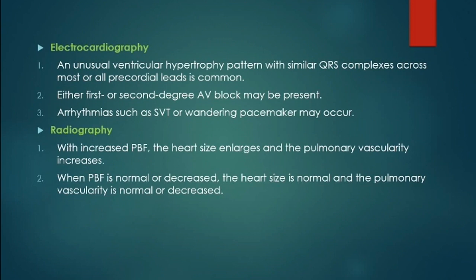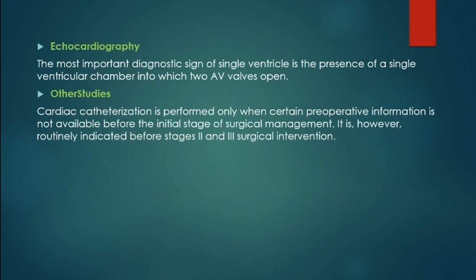Chest X-ray may show increased heart size and pulmonary vascular markings in cases of increased pulmonary blood flow. In case pulmonary blood flow is normal or decreased, the heart size is normal, and the pulmonary vasculature is either normal or decreased. Echocardiography is the most important diagnostic tool, showing a single ventricular chamber with two AV valves opening into it. Other studies include cardiac catheterization if needed preoperatively to assess the pulmonary artery pressure and size.